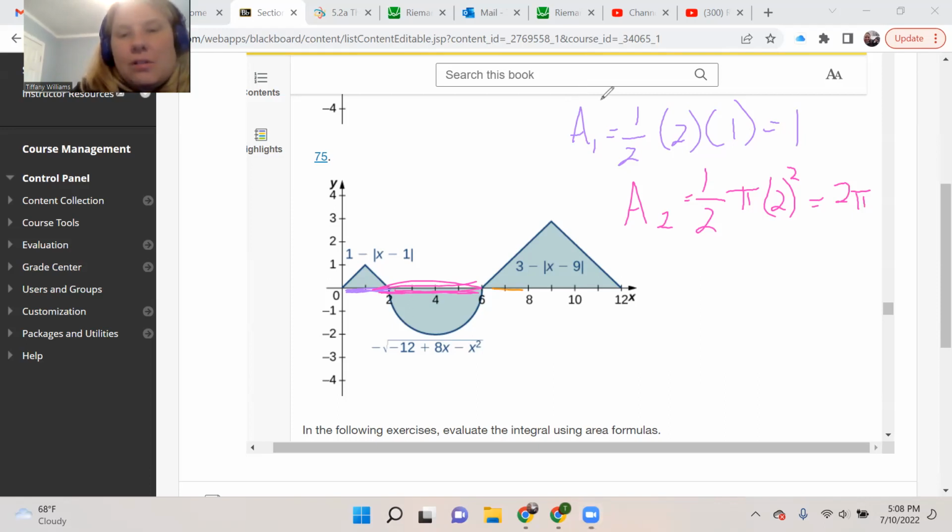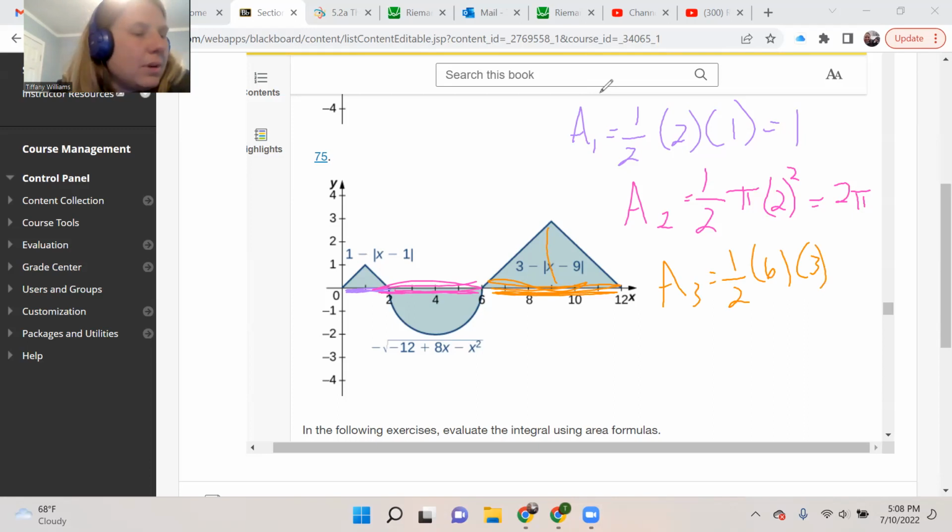And finally, let's look at our last shape. It's going to be another triangle. So the area is going to be 1/2. My base is 6. My height is 3. So 1/2 of 6 is 3. 3 times 3 is 9.